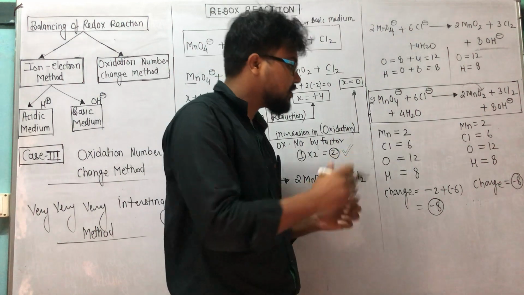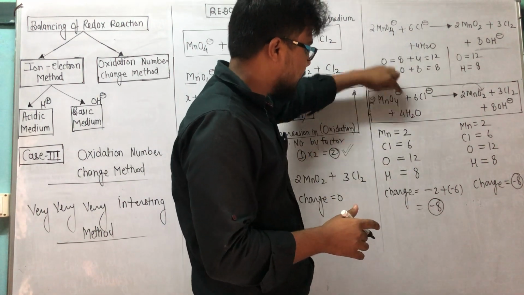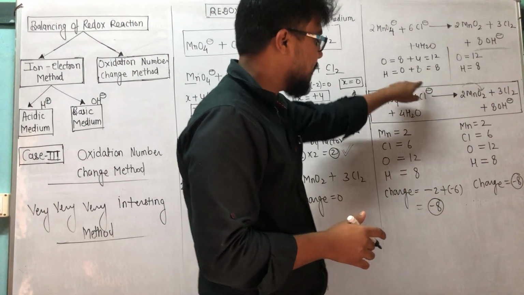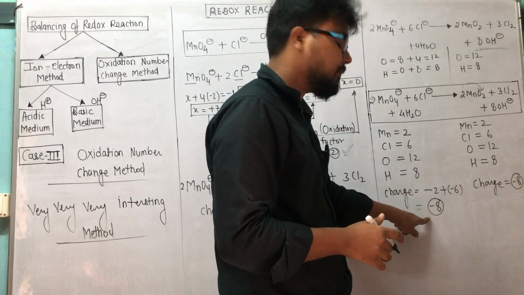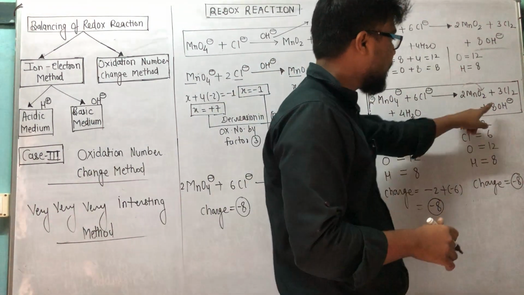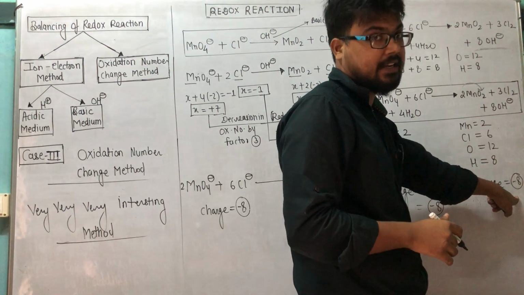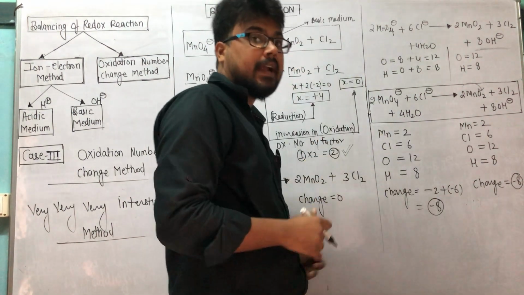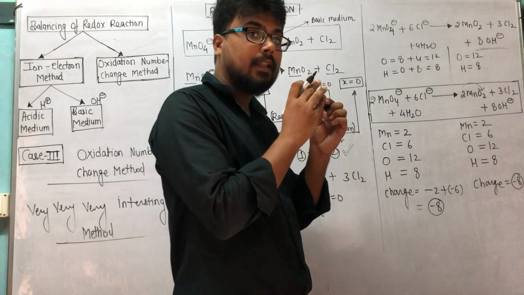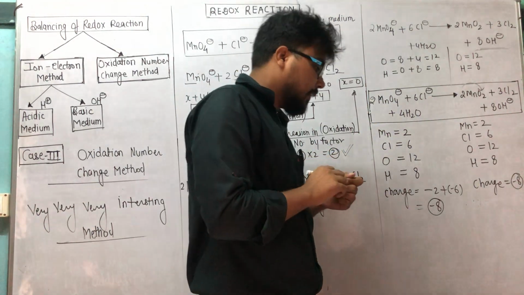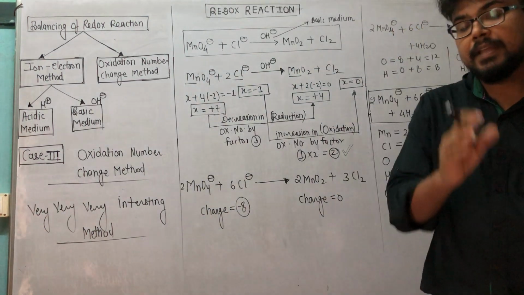Now we can check charge as well. 2 into -1, answer is -2. 6 into -1, answer is -6. Total sum is -8. Here check -8 directly. So with all respect, our balancing is correct, or I can summarize the concept here.